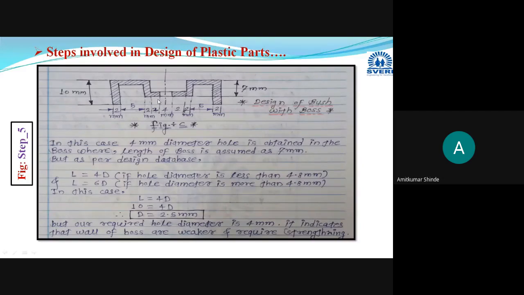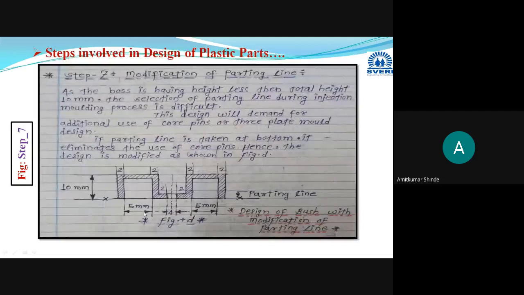To avoid that we can modify this design by shifting this to the bottom, and by creating only one parting line, that is at the bottom. We are considering the parting line at the bottom, and hence this design will be modified. In this way, just this will be shifted to the bottom. This is the modified design of the bush by modifying the parting line. This is step number 7.